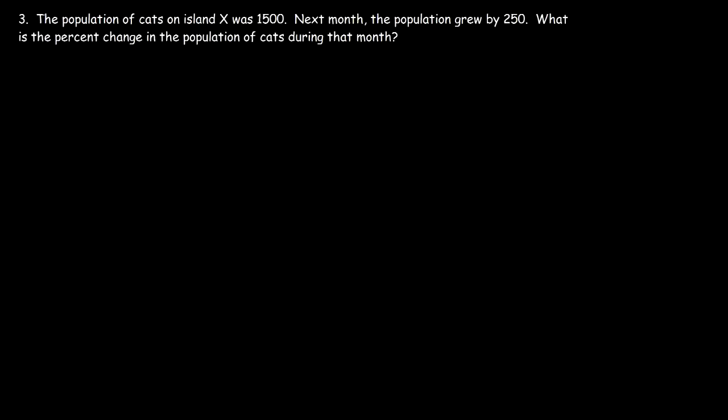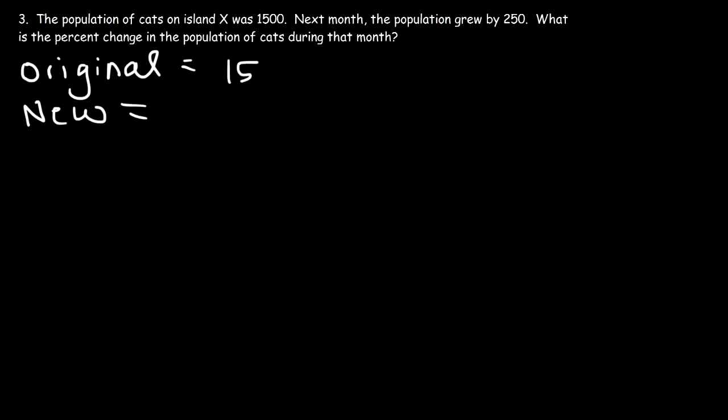Here's another one. The population of cats on Island X was 1,500. Next month, the population grew by 250. What is the percent change in the population of cats during that month? So first, we need to identify the original value. So what is the original value in this problem? And also, what is the new value? The original value is the 1,500 cats in the population. Now the population grew by 250. So the new value is 1,500 plus 250, which gives us a new value of 1,750.